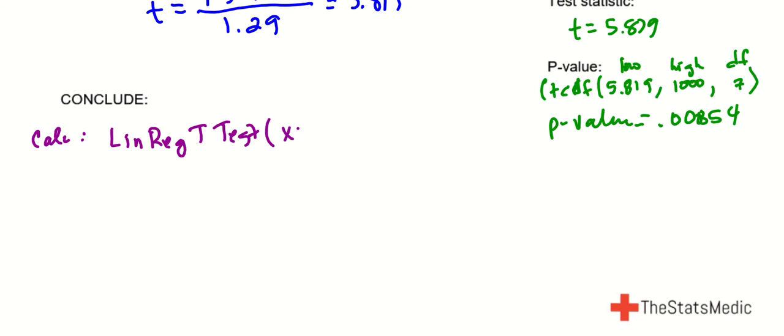And our X's are our GPAs. They were in list 1. Our Y's are our ACT scores. They were in list 2. Right? And then we put in our alternative hypothesis, which is going to be that our true slope is greater than 0. So make sure you select greater than 0. You can store your linear regression line, which means it's going to find that linear regression line for you. You actually don't have to do it separately. And then calculate.